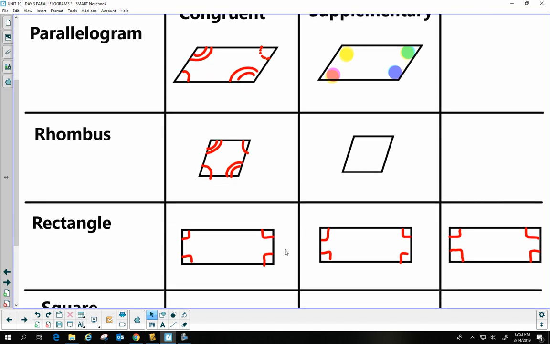Those two angle relationships exist in a rectangle, so opposite angles are congruent, 90 and 90, 90 and 90. Consecutive angles are supplementary, 90 plus 90 is 180. And then, of course, the property you already knew was all the angles are 90. So the thing that makes a rectangle truly different from a parallelogram is that all the angles are 90.